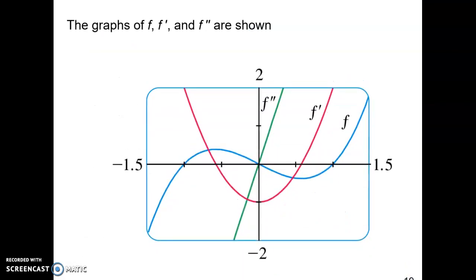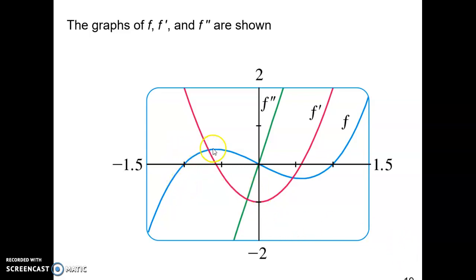So the graphs of f, f prime, and f double prime are shown. Now you can see that the original function is the blue function. Notice it's a cubic function. Its derivative ends up being a quadratic, that's right, and its derivative, the second derivative, ends up being a linear. Now this will be true for all polynomial functions, that they will drop down a power. But we're not only going to be studying polynomial functions, we have lots of different functions. But I do want you to notice some things about the functions and how they're related.